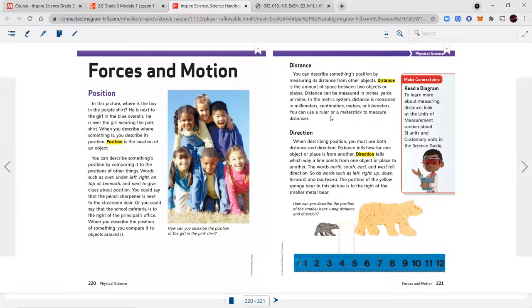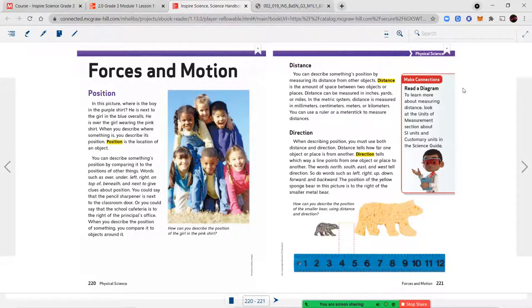The position of the yellow sponge bear in the picture is to the right of the smaller metal bear. How can you describe the position of the smaller bear using distance and direction? So if we take a look at our image down here, we can say the small metal bear is about 1 inch behind the yellow sponge bear.